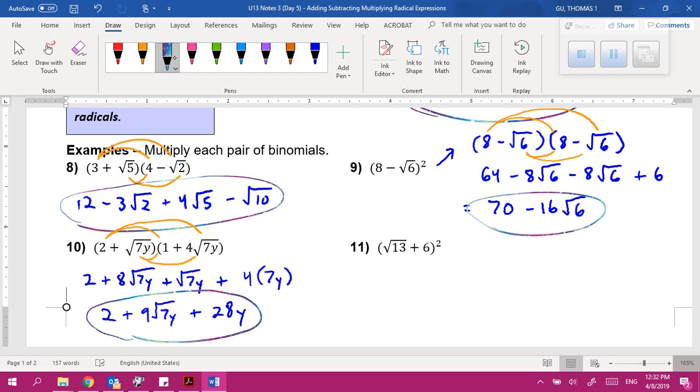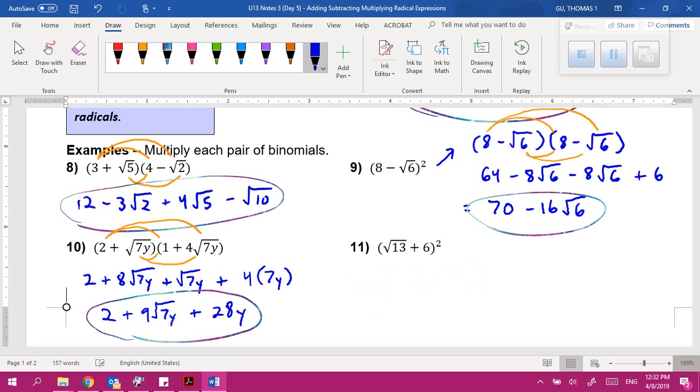Okay, so now, where did I get the 4 times 7y? Because look, this is square root of 7y times 4 square roots of 7y, right? Like this. You see this? So you multiply the numbers that are in front. There's no number here, right? Which is a 1, right? So 4 times 1 is 4. Now what is square root of 7y times square root of 7y? That's just 7y, right? So you just multiply it times 7y. And that's where this last term comes from. Got it? Okay.